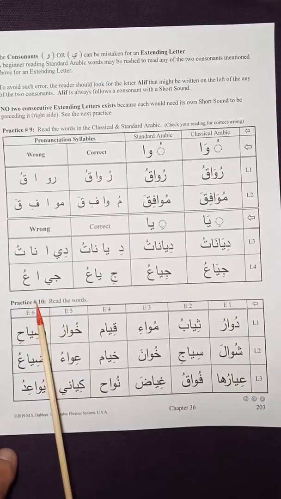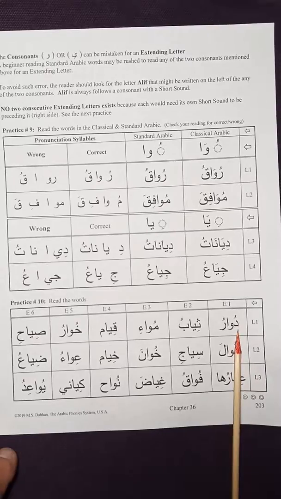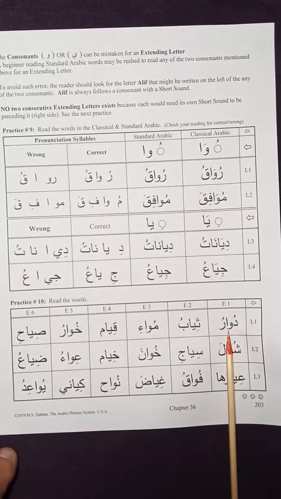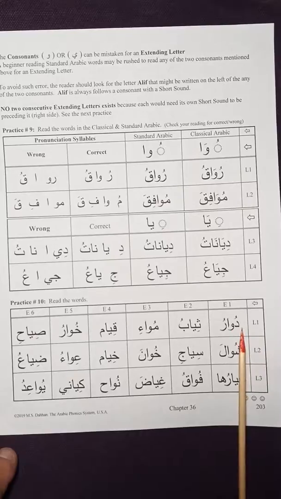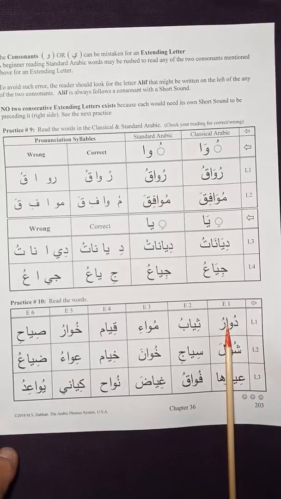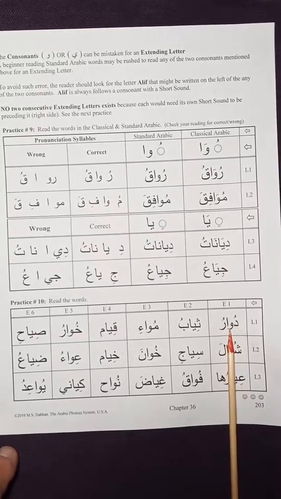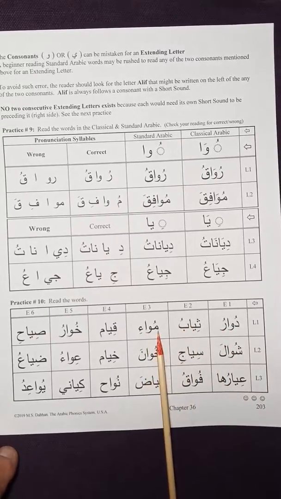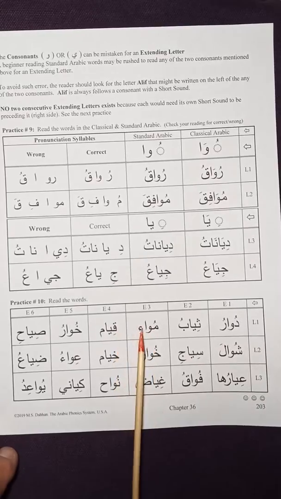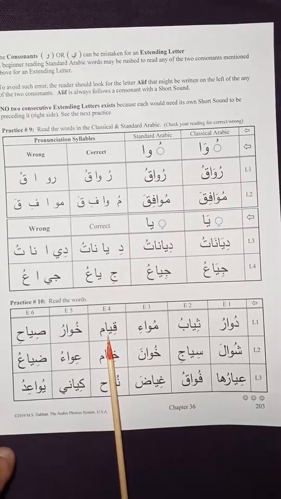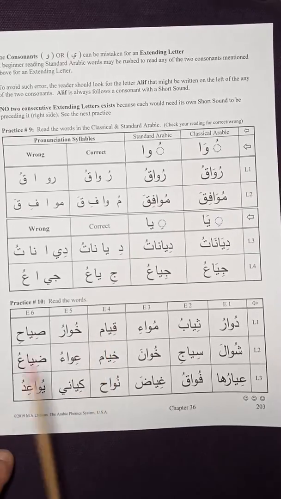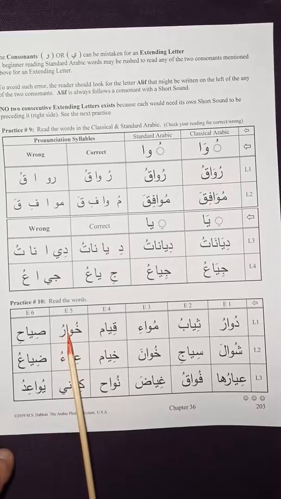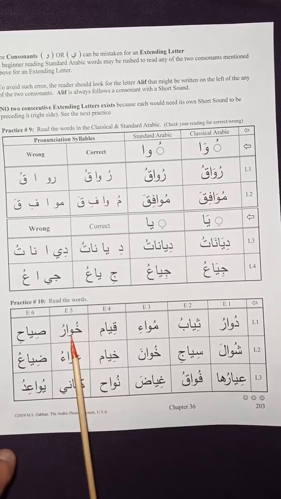Examples. Let's go over the example practice 10. Here, do, wa, ru. I did not say do, then don't know what to do with this one. It's actually do, wa, ru. Thi, ya, bu. There's an alif right there. Mu, wa, see? Mu, wa, i. Qi, yam, that's with sukun. Khu, wa, ru. See, it's not khu, it's khu, wa. Right?